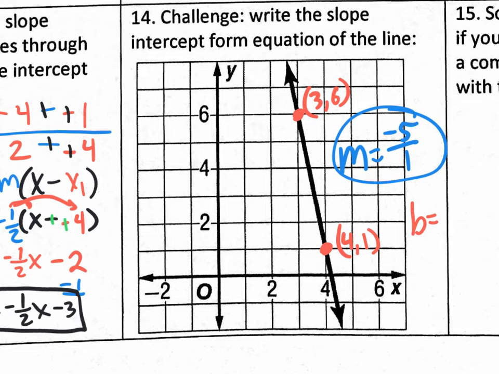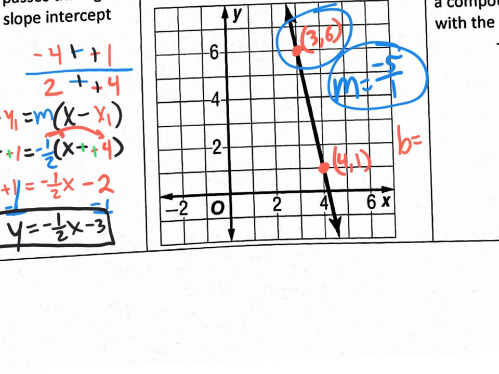So I cannot resort to the visual of where it crosses the y-axis. So what could I do now? What do I have now? I have a slope and I have a point. So I might as well jump right into point slope form with my first point being (3, 6). So let's jump into point slope form.